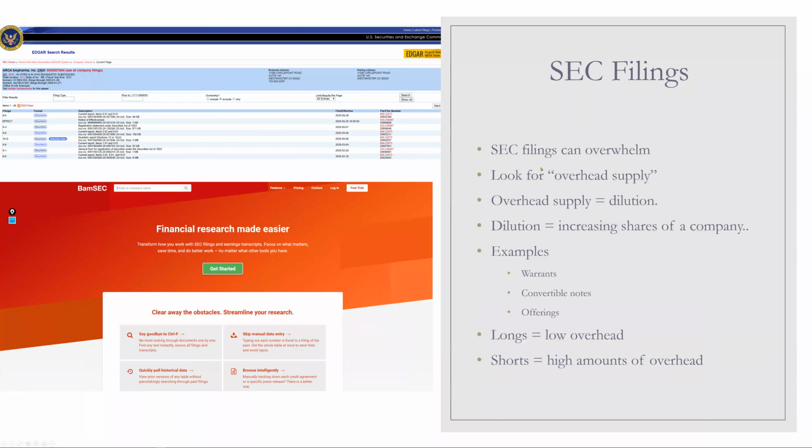So overhead supply is simply dilution. Dilution is increasing shares of the company. Examples are warrants, convertible notes, and offerings. Longs is low overhead, right? So we didn't see much overhead on eyes. That's why it's a long. Shorts is high amounts of overhead. That's why we were looking at SKT as a short, right?